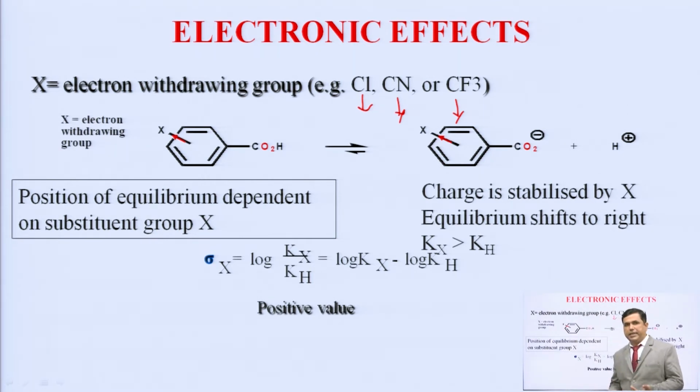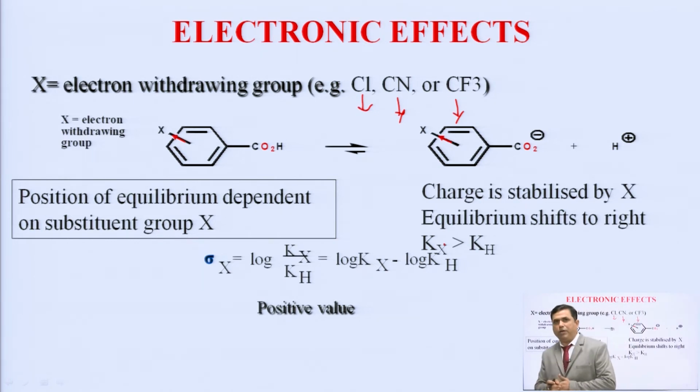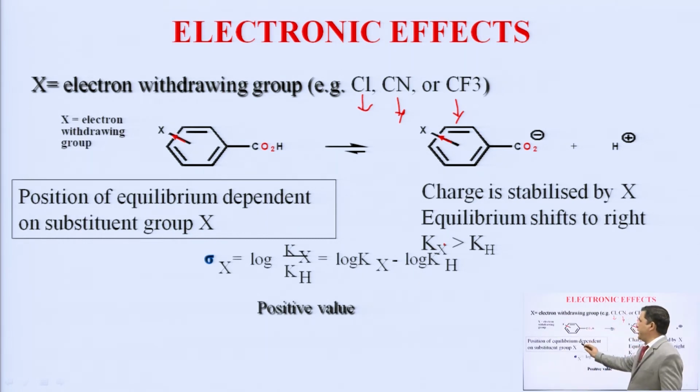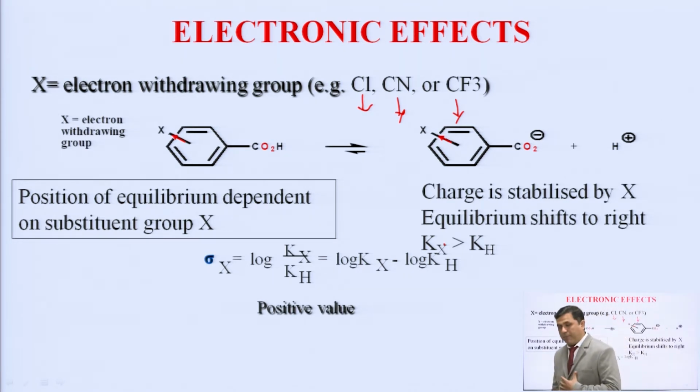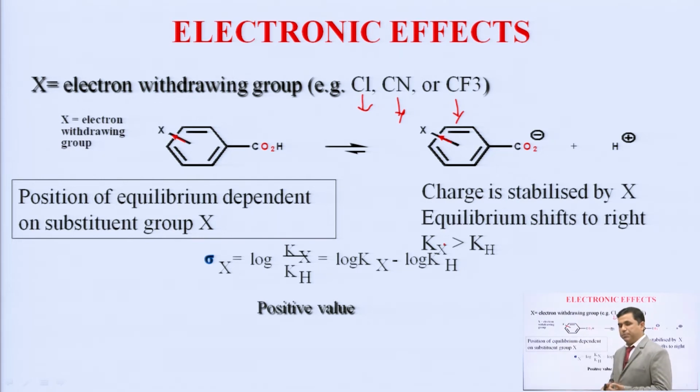So, why is Kx more than Kh? The dissociation constant of the substituted benzoic acid is more than the dissociation constant of the non-substituted, or parent, benzoic acid. So, the position of the equilibrium is dependent on the substituent X. Here the position also determines the equilibrium, whether it is present ortho, para or somewhere else.